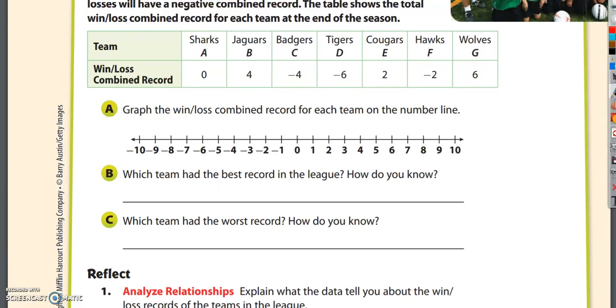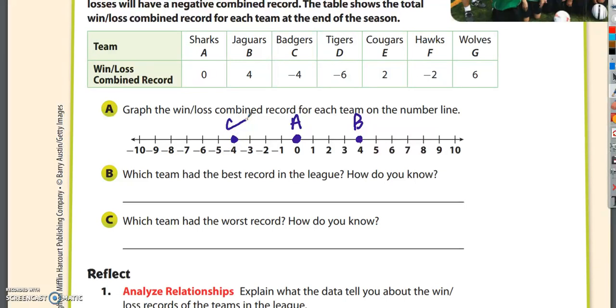So question A reads, graph the win-loss combined record for each team on the number line. So if you find the teams and look at their numbers, you just put that on the number line. So the Sharks, team A, they're at 0. So you're just going to put a dot on 0 and put an A there to label it. That's what it means by graph and then label. The next team, the Jaguars, they're at 4, and that's a positive. So I'm going to put a dot on 4, and I'm going to put B. And then the Badgers, C, they're at -4.